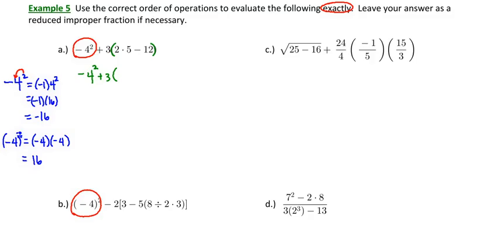Inside parentheses, we'll execute the multiplication before the subtraction. 2 times 5 gives us 10, and then on the next step, we can complete what's inside parentheses with the subtraction. 10 minus 12 gives us -2. Next, we proceed to exponents, and as we discussed before, -4 squared gives us -16, and now that the exponent has been executed, we can go ahead and proceed to multiplication. 3 times -2 gives us -6. Finally, -16 minus 6 gives us our final answer of -22.